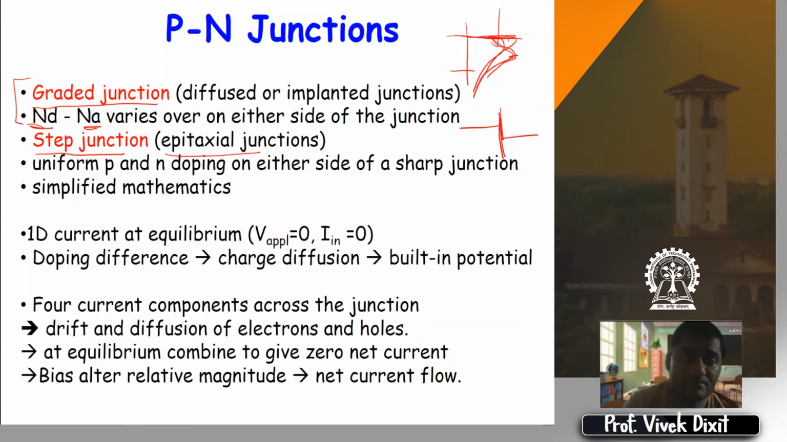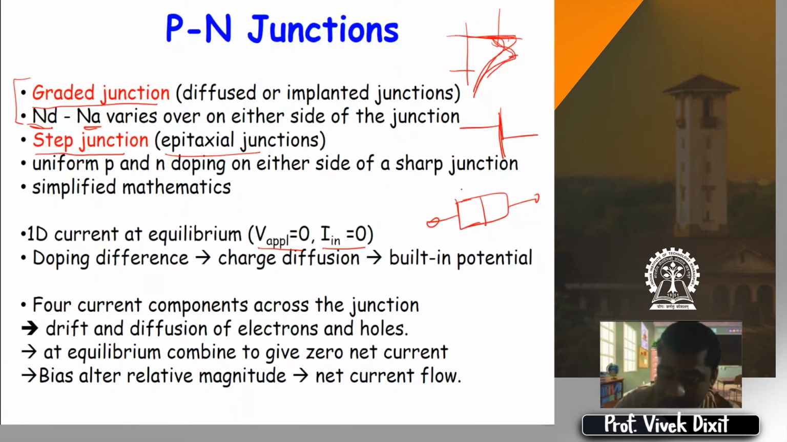At equilibrium, now equilibrium is a condition where you do not apply any voltage and do not inject any current. So injected current and applied voltage both are 0. So basically the PN junction terminals are open. They are neither connected to a voltage source nor connected to a current source.